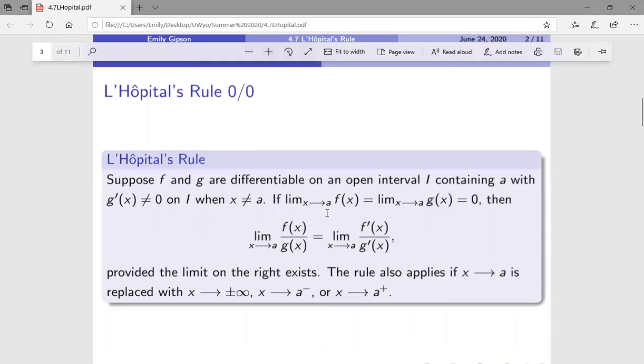So suppose f and g are differentiable functions on an open interval I containing a point a with g prime of x not equal to 0 on I when x is not equal to a. That means when we take the derivative of g, it doesn't equal 0 anywhere on the interval except maybe at a.